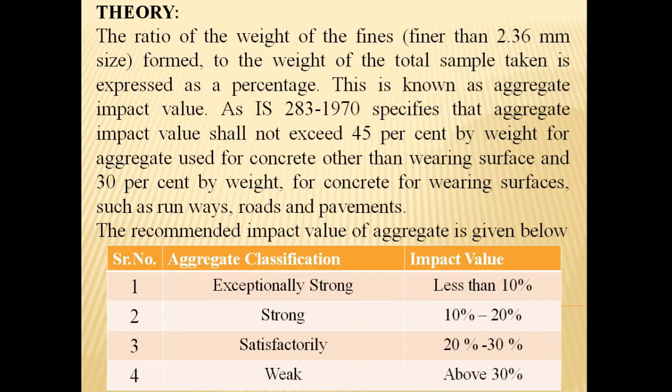In this, the aggregate classification and the respective impact value is given. First classification is exceptionally strong: if the impact value is less than 10%, that aggregate may be classified as exceptionally strong. If the impact value is between 10 to 20%, the aggregate is strong. If the impact value is between 20 to 30%, the aggregate classification is satisfactory. If the impact value is greater than 30%, the classification of that aggregate will be weak.